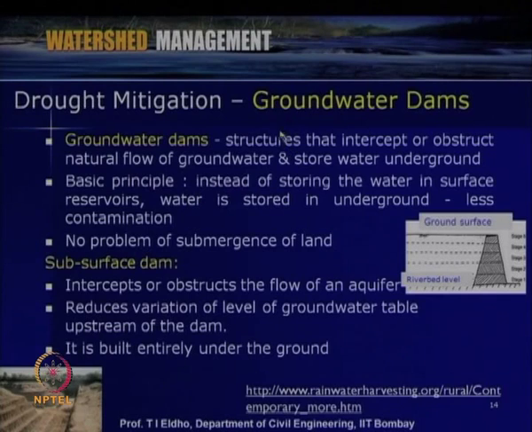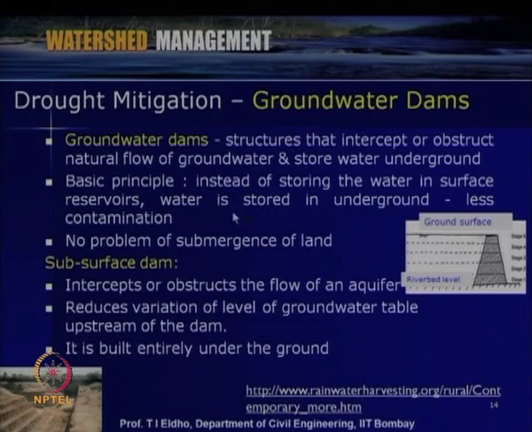As far as groundwater dams are concerned, this is a structural measure. You can see how a groundwater dam is constructed. This is the structure we are building. This is the ground surface, and this is the riverbed level. We are constructing below the ground like this, and these structures intercept or obstruct the natural flow of groundwater and store water underground. The basic principle is that instead of storing the water in surface reservoirs, water is stored underground, so there is no possibility of contamination, we can reduce the evaporation problems, and there is no problem of submergence of land. So this is one of the structural measures which has been found to be very effective.